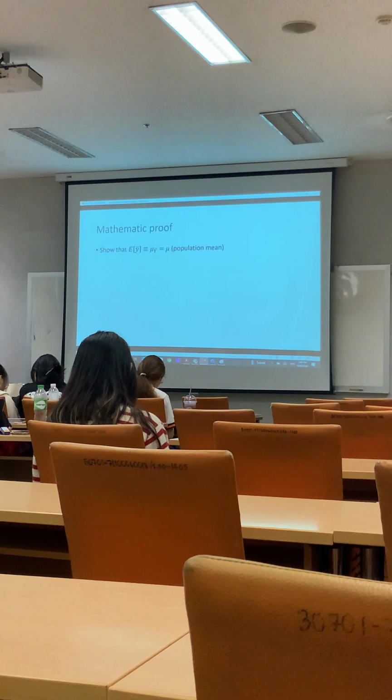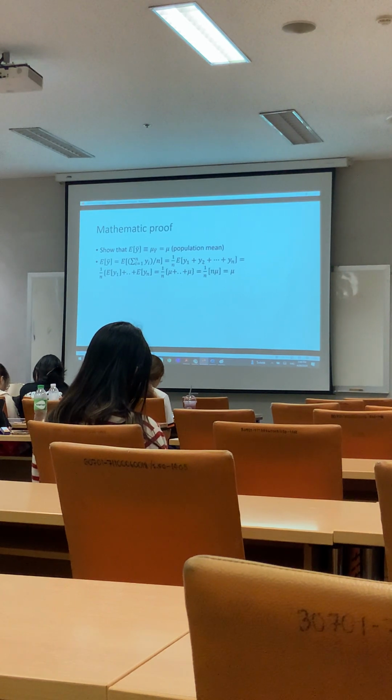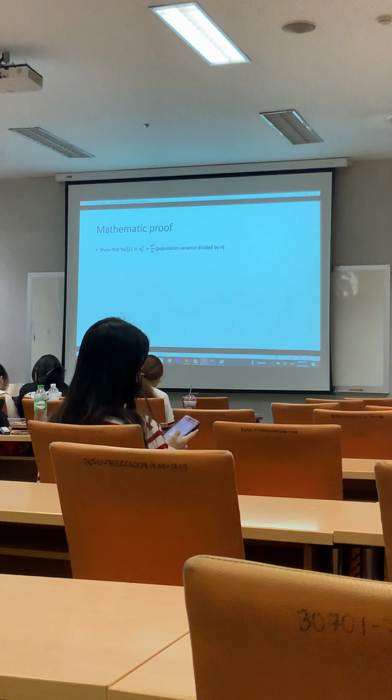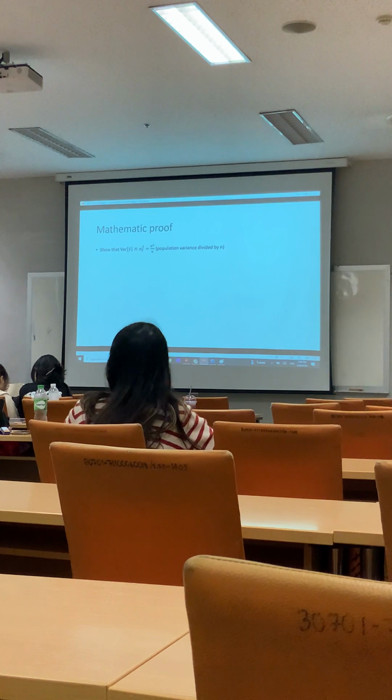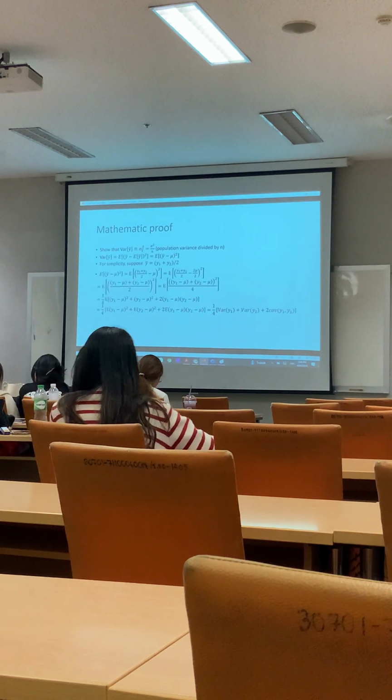Okay. So this is a proof, but I'm not going to go into that. If you want, you can have a look. This is a proof why the mean of y bar is equal to the population mean, and this is a proof why the variance of y bar is equal to the population variance divided by n.